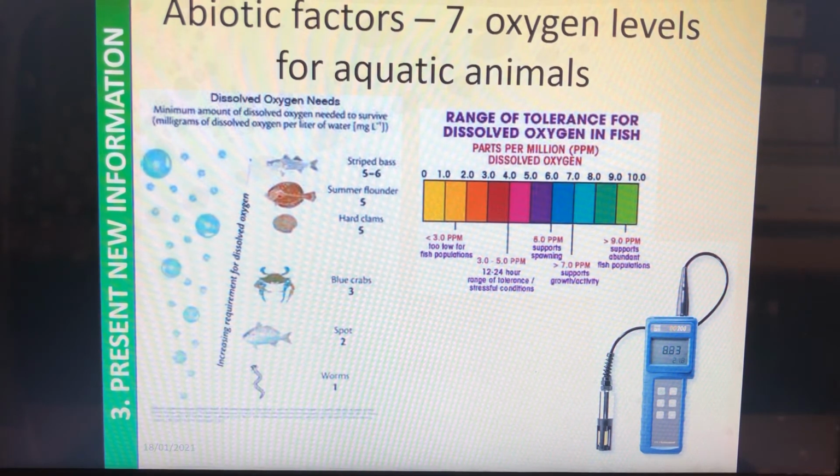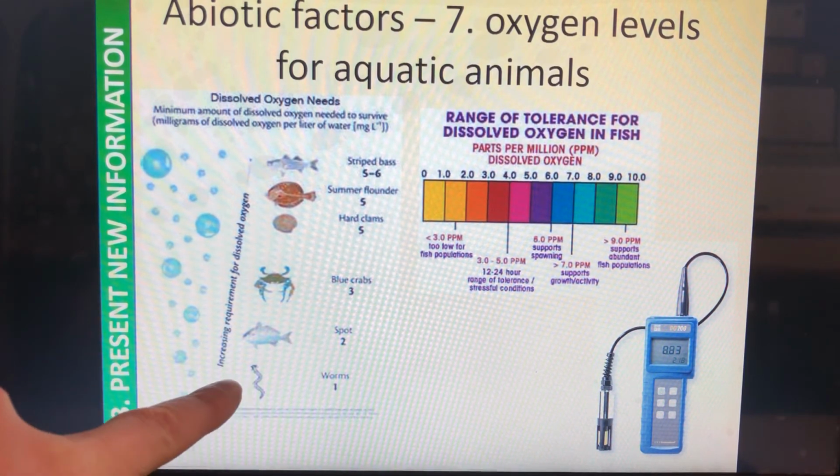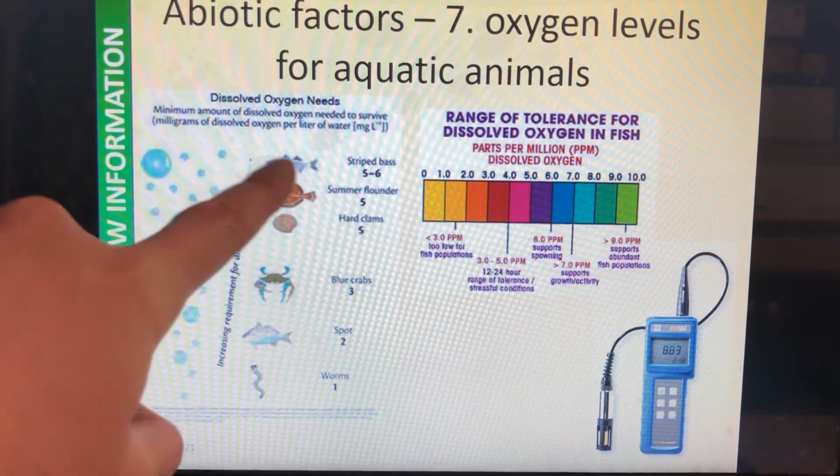So we get the freshwater shrimps die out, and the mayfly larvae and stuff like that. But in poor oxygen levels, we tend to get more sludge worms and rat tail maggots and things like that. So we've got some different ones here. Worms can cope in low concentrations of oxygen, but things like the summer flounder and the striped bass, they need high concentrations of oxygen.